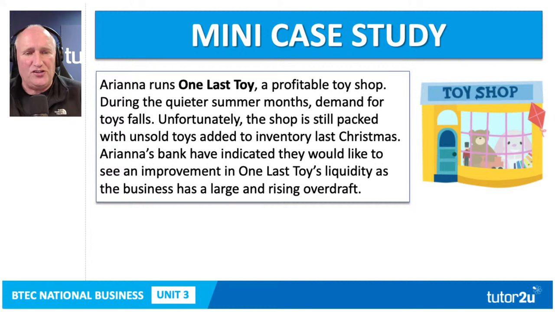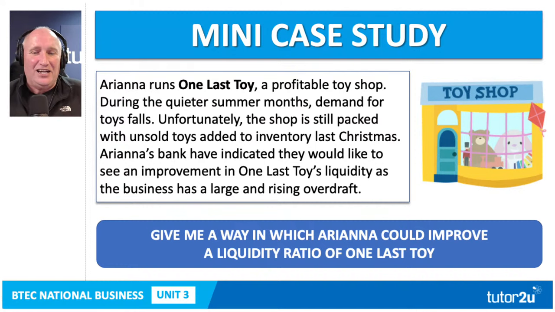So there's our situation. A toy shop, it's profitable, but the problem is it's got too much inventory that was meant to be sold last Christmas on the shelves, maybe in the warehouse. The bank said, Ariana, we need to see an improvement in your liquidity ratios, please. So over to you. We'll give you a minute to type maybe one or even two ways in which Ariana could improve a liquidity ratio of One Last Toy. Over to you. Let's stick a minute on the screen here and off we go.